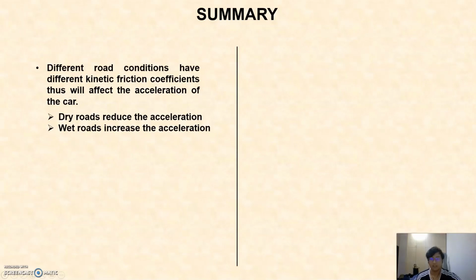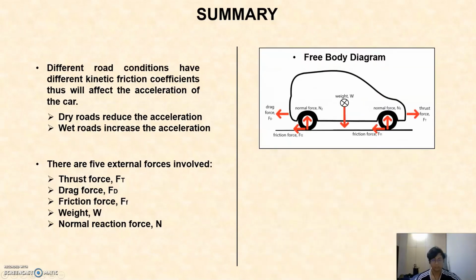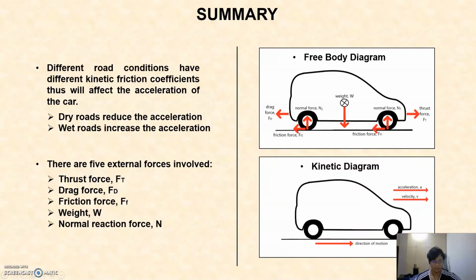Then we know that for any car on a flat road with no inclination, we have 5 external forces involved. In the x-axis, the thrust force, drag force, and friction force, while in the y-axis, the forces involved are the weight and the normal reaction force. Based on what we have seen, this is the free body diagram and this is the kinetic diagram.